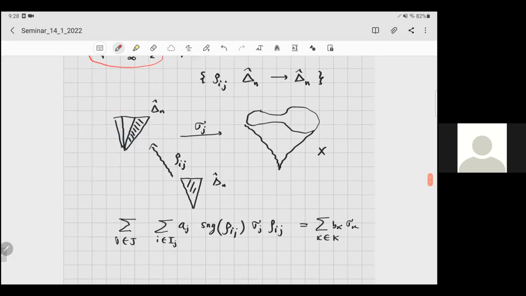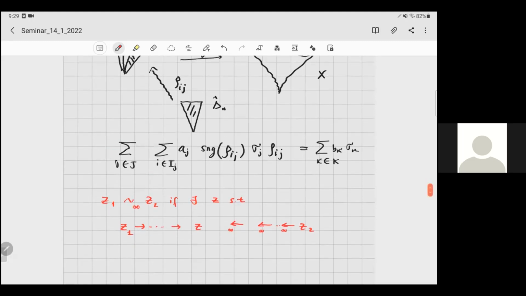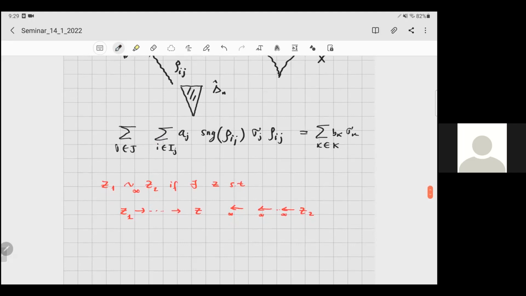Then we can define the equivalence relation. I can say that z1 is equivalent to z2 if there exists a z such that z1, after taking subdivision for a certain step, gives z, and z2 after taking subdivision also gives z after a certain step. So then we have the definition.